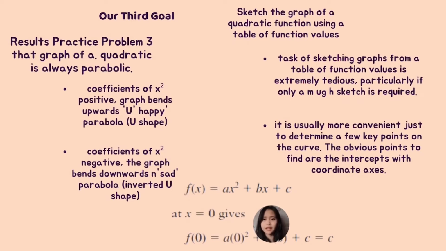The task of sketching graphs from a table of function values is extremely tedious, particularly if only a rough sketch is required. It is usually more convenient just to determine a few key points on the curve. The obvious points to find are the intercepts with the coordinate axes.